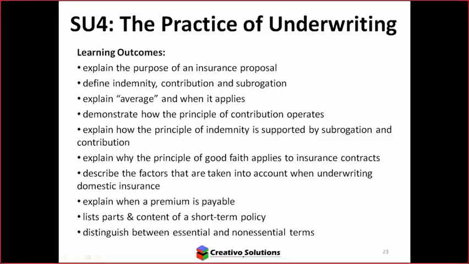To start off, today we're going to continue where we left off last week. We're looking at slide 23 of this set of notes. Study number 4 is focusing on the practice of underwriting. So when we see that word underwriting, we need to think about something. What are we looking at there?